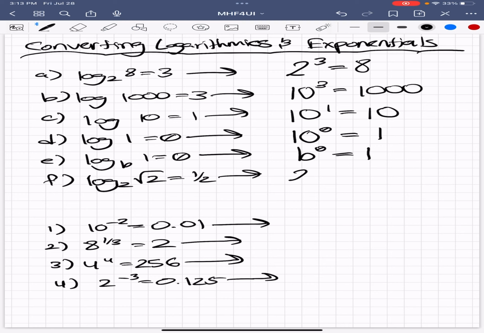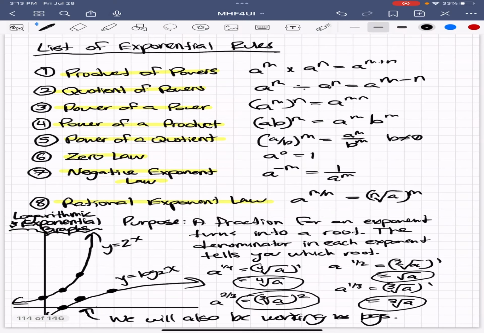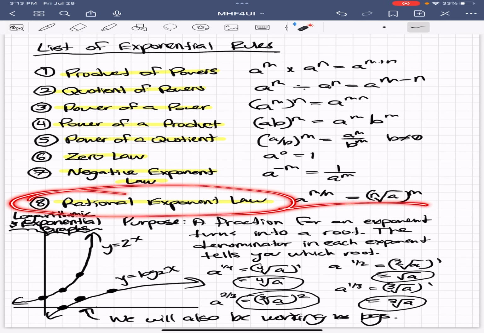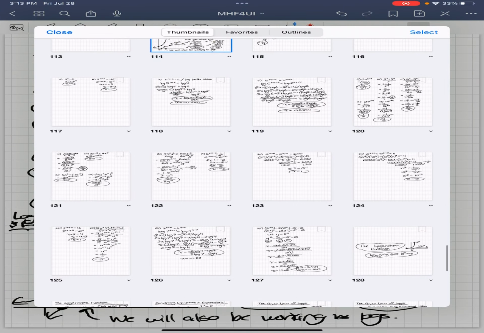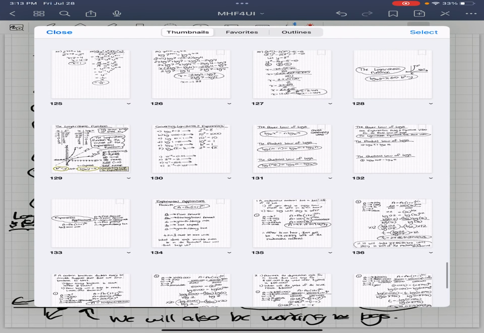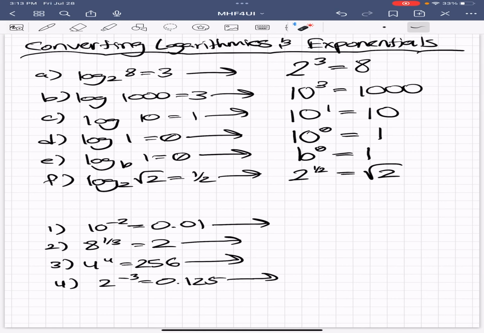So 2 to what power equals the square root of 2? The power is half. For that one, I believe we were using the rational exponent law, because we have a fraction, and again, anything to the power of half is just the square root of the number. So that was logarithmic to exponentials.